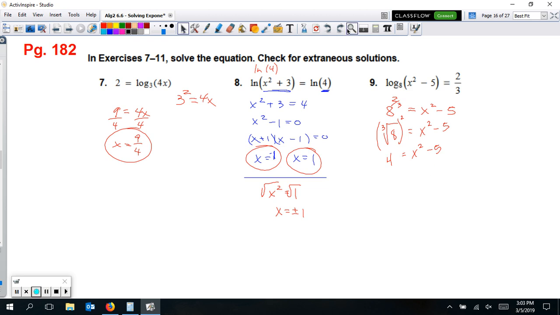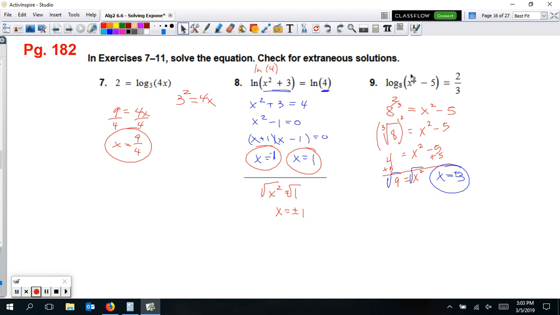Go ahead and add 5 now to both sides. And so that's going to give you 9. So we have x squared is equal to 9. Take the square root of both sides. And so the square root of 9 is 3, but here's where we're going to put plus or minus. So x equals plus or minus 3.